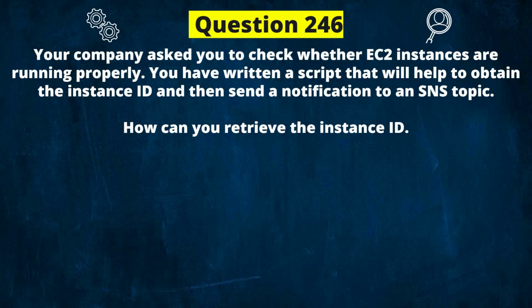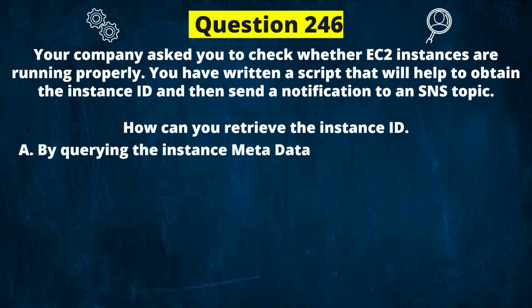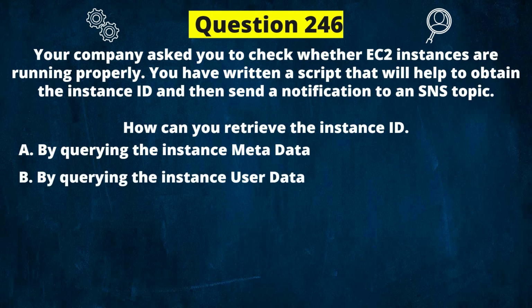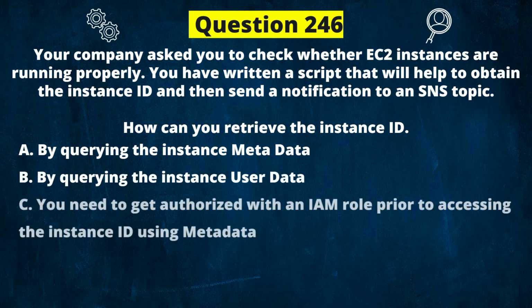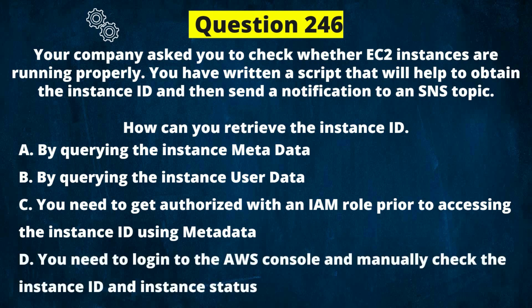Next question. Your company asked you to check whether EC2 instances are running properly. You have written a script that will help to obtain the instance ID and then send a notification to an SNS topic. How can you retrieve the instance ID? And the options are A. By querying the instance metadata. B. By querying the instance user data. C. You need to get authorized with an IAM role prior to accessing the instance ID using metadata. D. You need to log into the AWS console and manually check the instance ID and instance status.